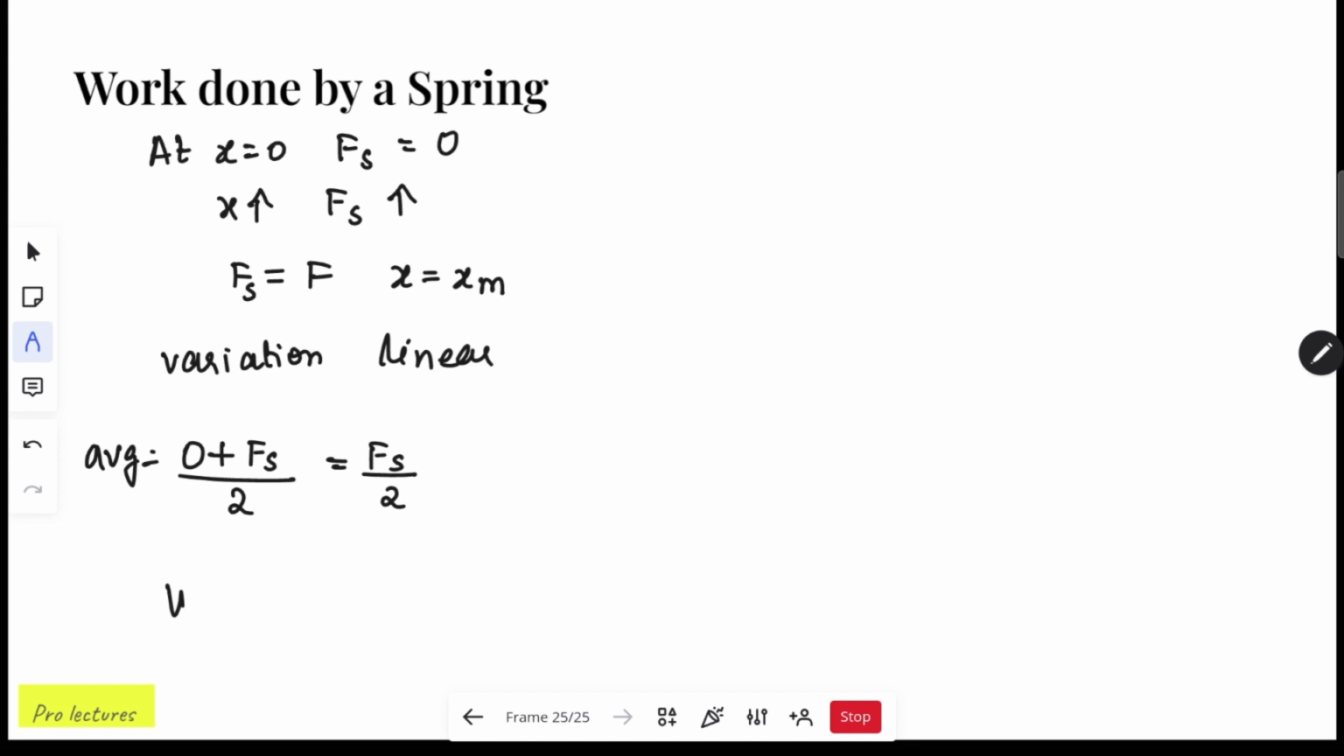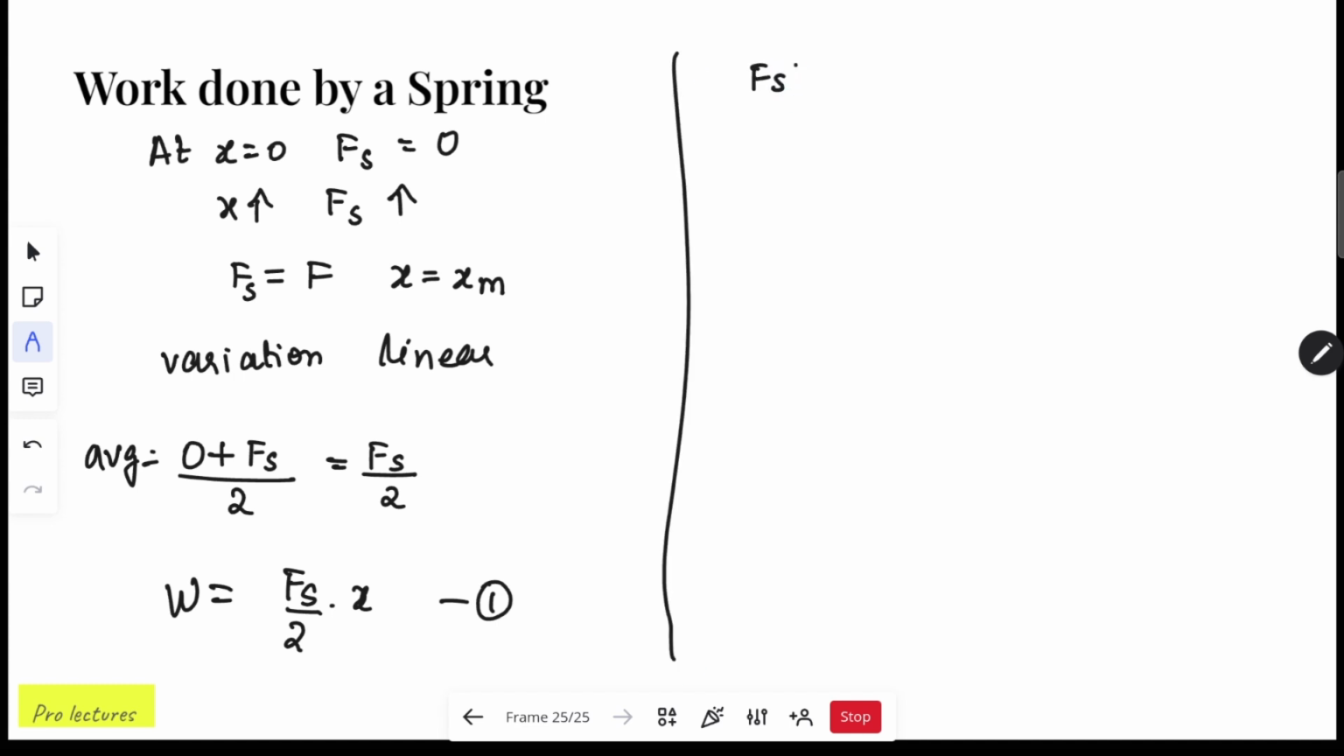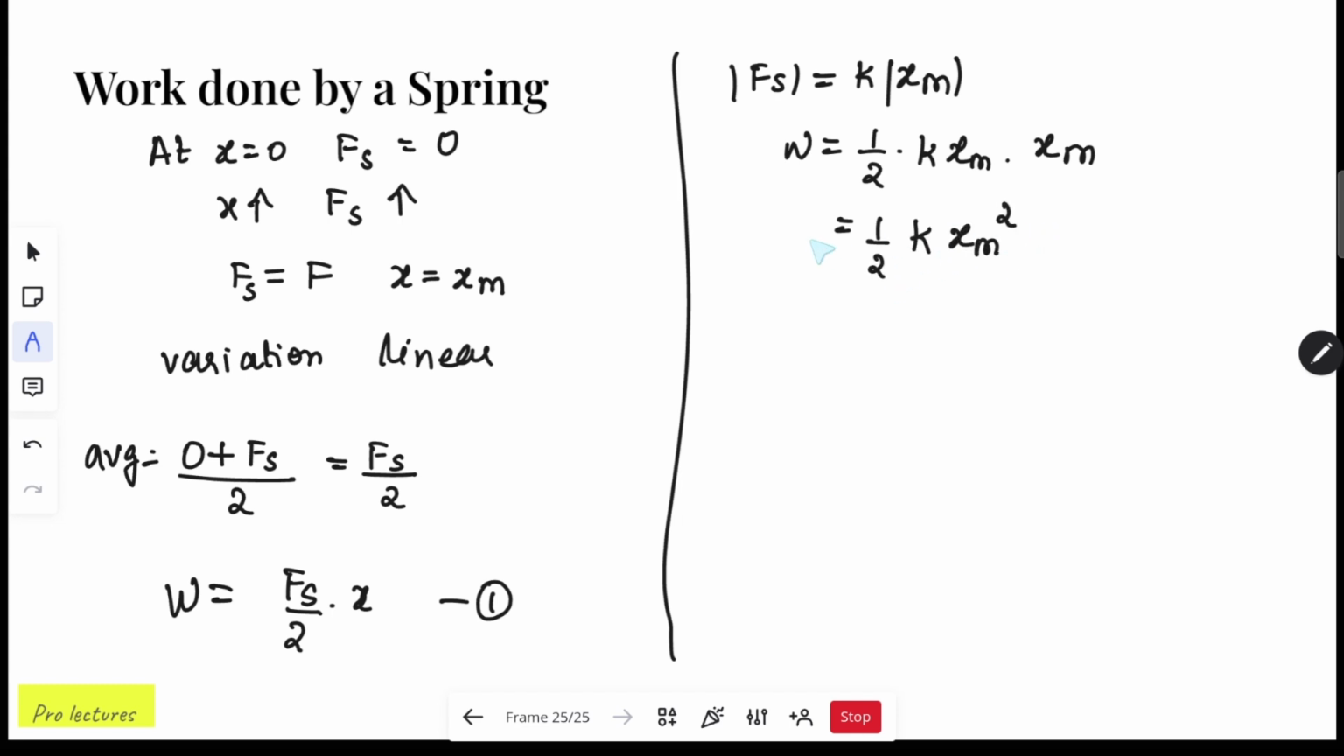So the work done by the spring force is given by force into displacement. The force is Fs by 2, displacement is x. So this is the expression for work done. But we know that the magnitude of Fs is k times xm, calculated at the maximum position. So the work can be written as half into k times xm, and the displacement is also xm, because that is the point where we are calculating. So we can write the work done as half k xm square. This is the work done by a spring.